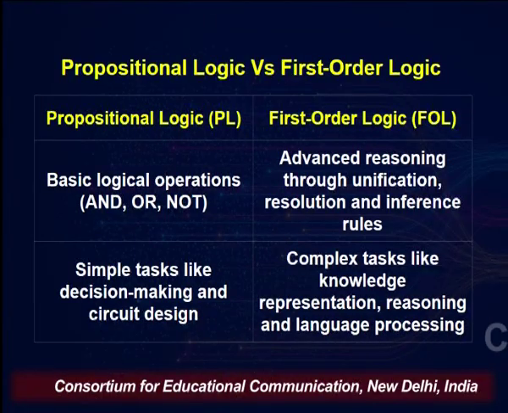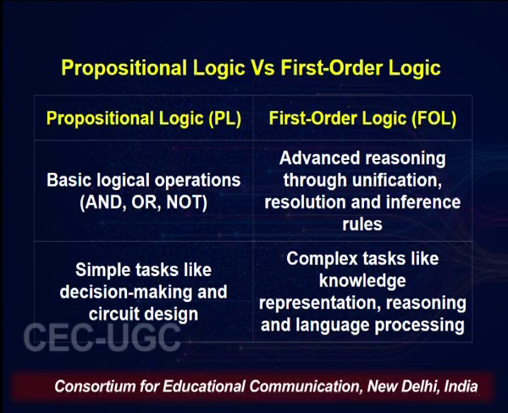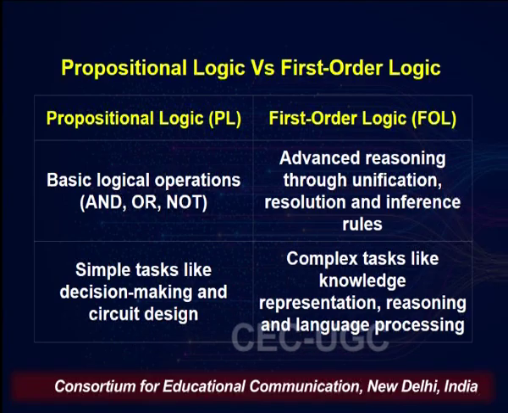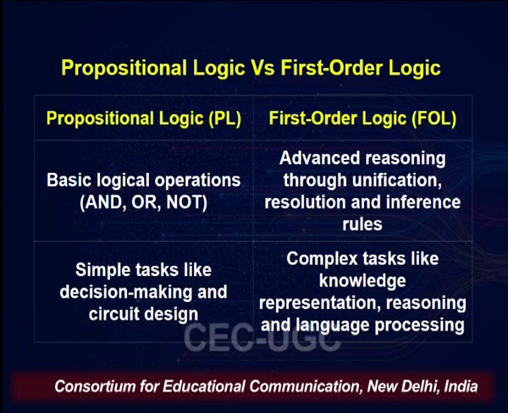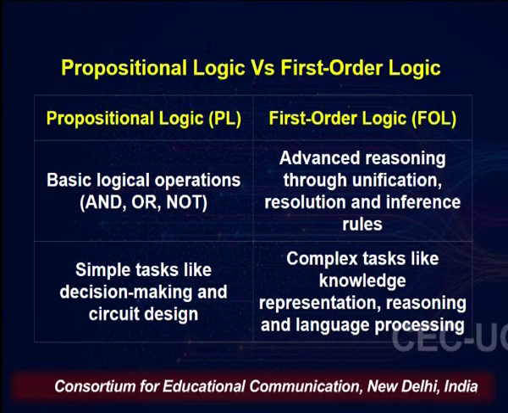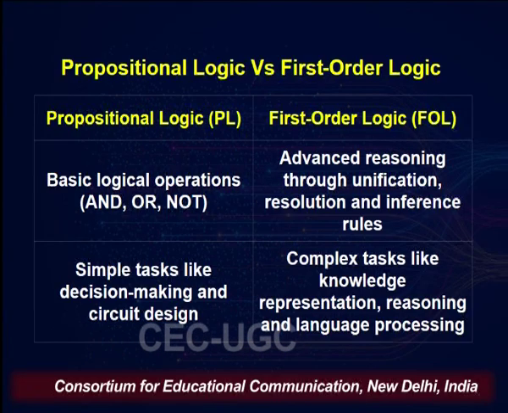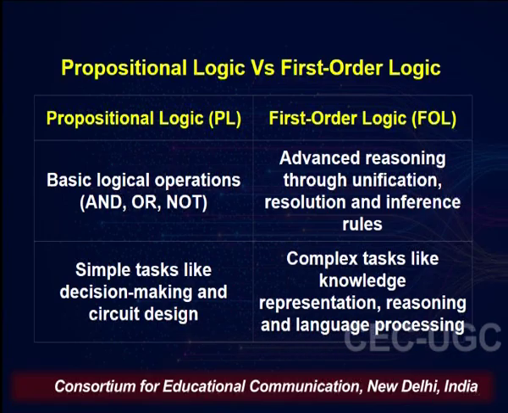Then we move on to the operations. Propositional logic has basic logical operations: and, or, not, while first order logic is able to reason about statements in an advanced manner with the help of inference rules and advanced topics which we have just seen, like unification and resolution. In order to talk about unification and resolution, we need first order logic. By merely having propositional logic, it is quite impossible to work with these advanced reasoning mechanisms.